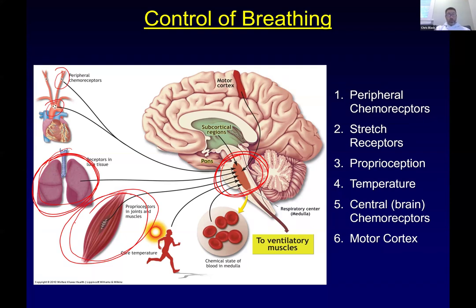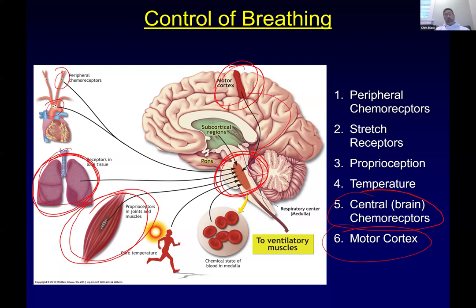We also have central or brain chemoreceptors that are going to monitor oxygen and CO2 levels in the brain. And then finally, you have input from the motor cortex. If I ask all of you to consciously think about breathing faster or breathing more deeply or not doing those things, you have some level of conscious control from up here in the motor cortex that signals back down into those centers.